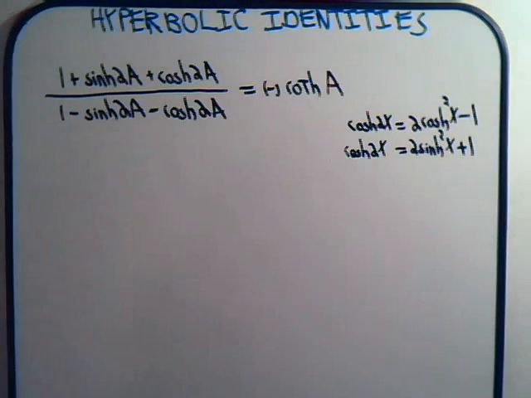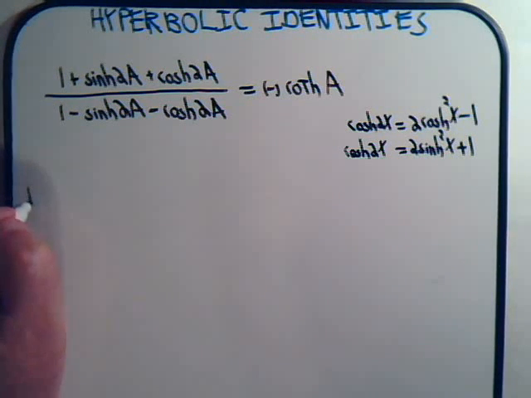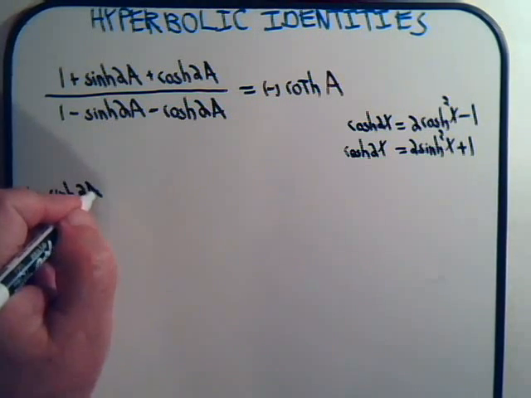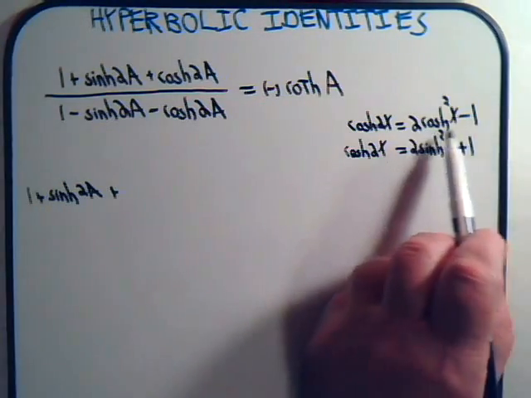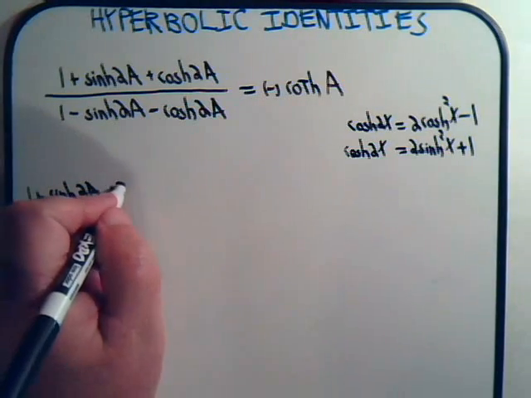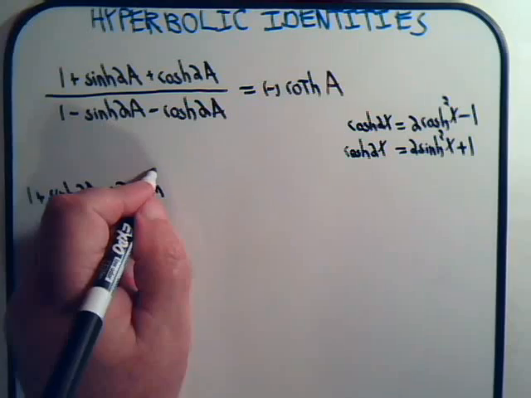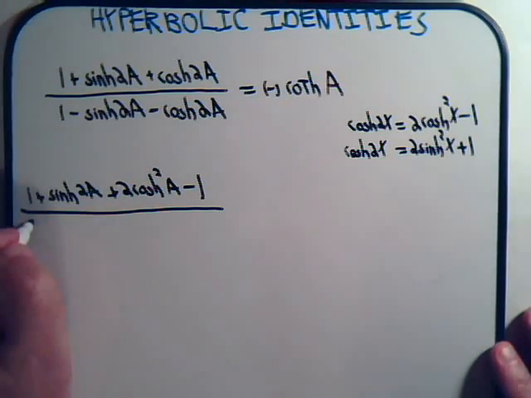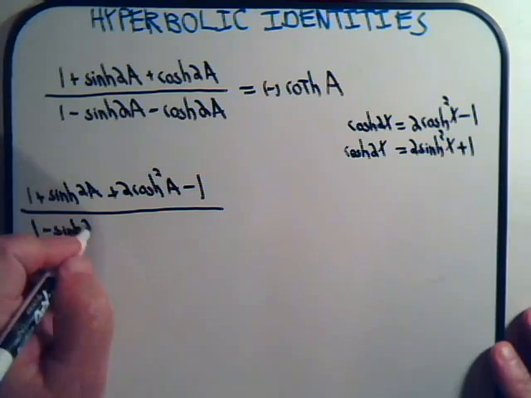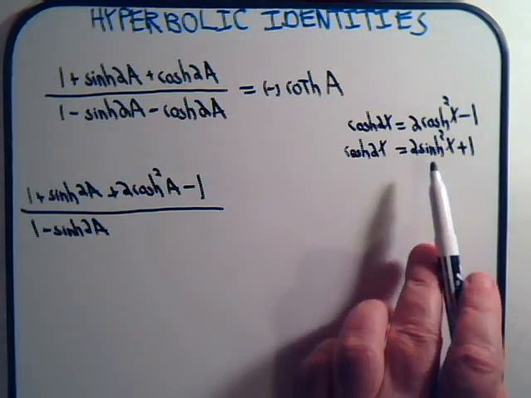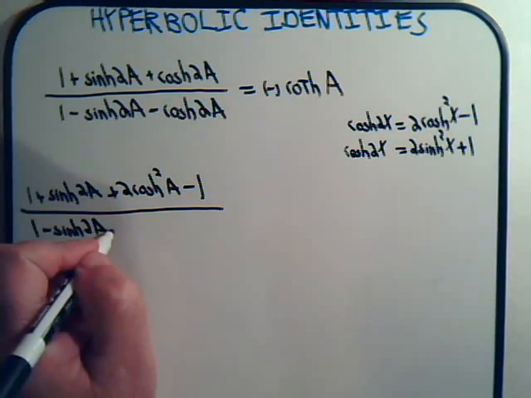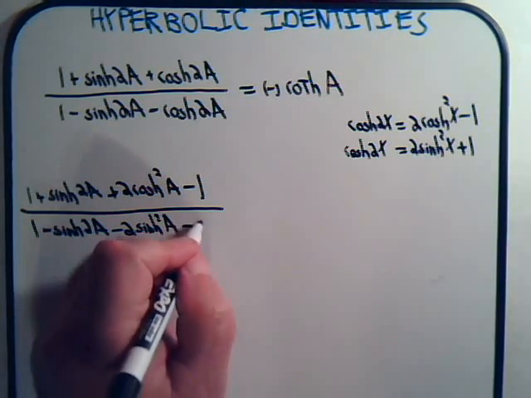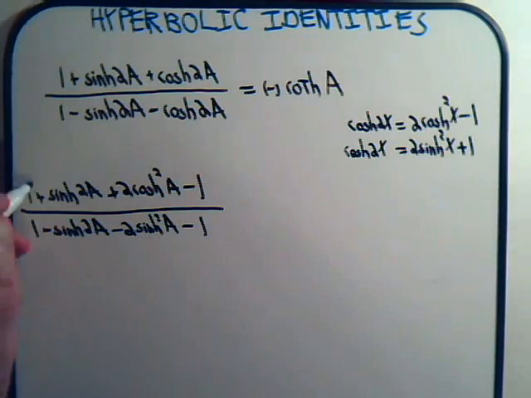So let's rewrite this expression. Here we have 1 plus hyperbolic sine of 2a plus this, which now we're rewriting as this. So this would be 2 hyperbolic cosine squared of a minus 1, divided by 1 minus this. And now for this, it's going to be minus this minus this. So minus 2 cosine squared a, minus 1. And these drop out.